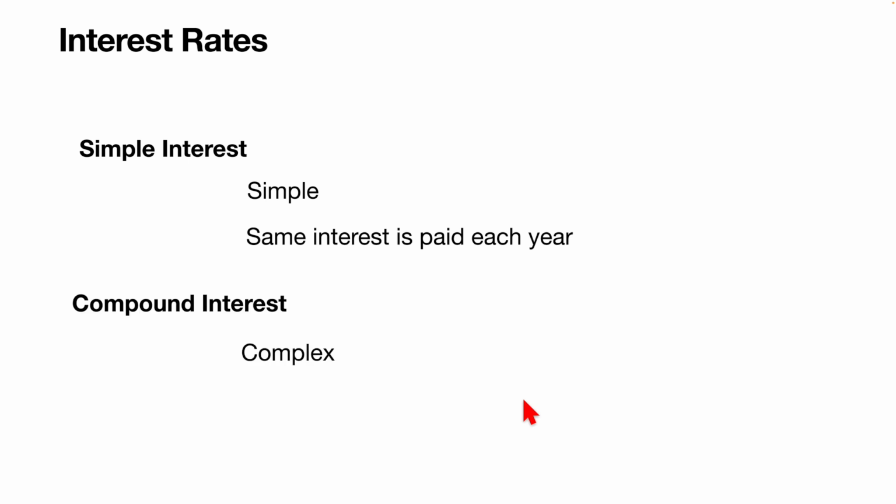How do we remember it? Well, simple interest is a bit simple. The same interest is paid each year. Compound interest is complex and a calculation is needed. Compound interest tends to occur in the calculator questions. Simple interest tends to occur in the non-calculator questions.